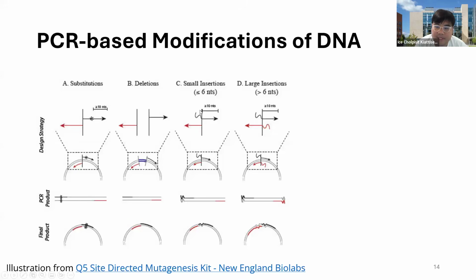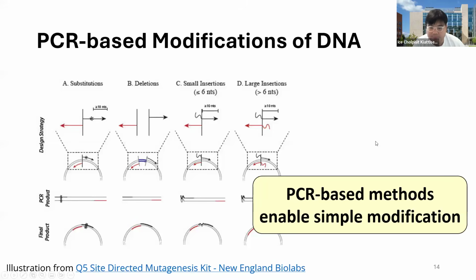There are also some PCR-based modifications of the DNA. The easiest example would be to do mutagenesis by designing the primers, to do some substitutions, deletions, insertions, or even large insertions sometimes. So I just want to put it up here that these strategies are also available. But it has some limited engineering property, because it's usually engineering only at one site at a time.